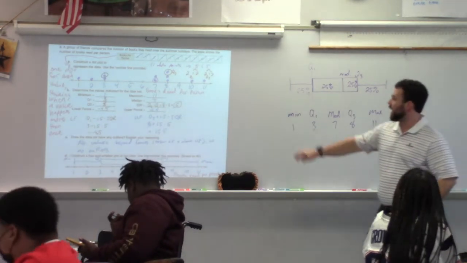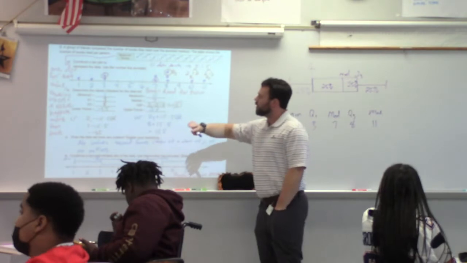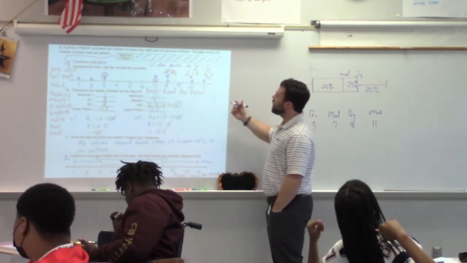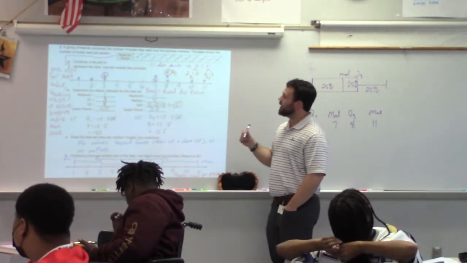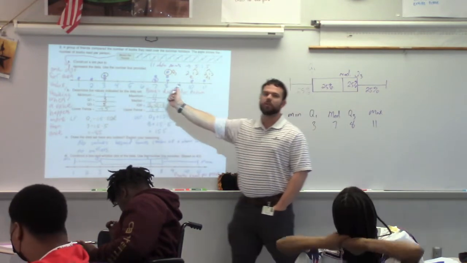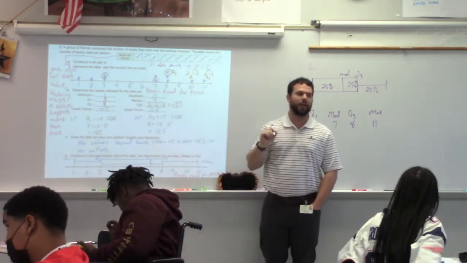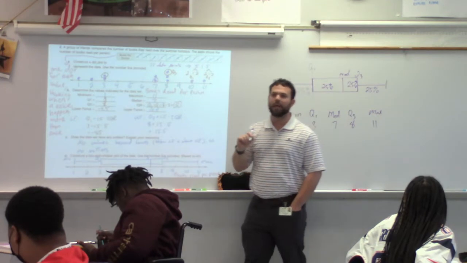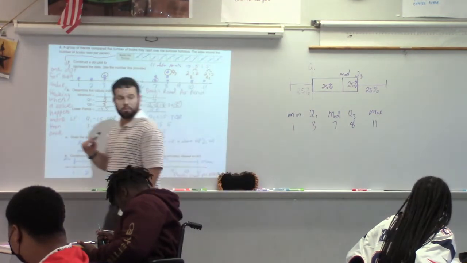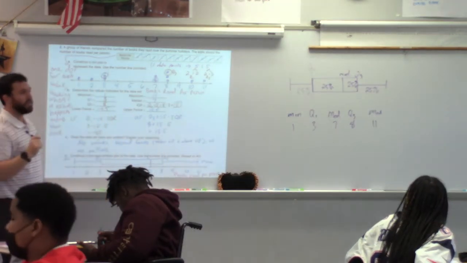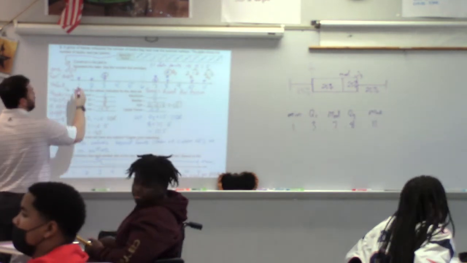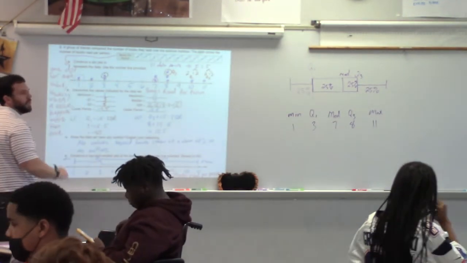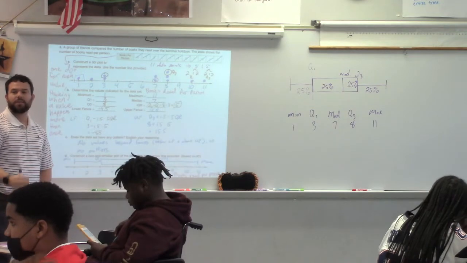First things first, we have the minimum, Q1, Q3, maximum, and median. What I would highly recommend is use your dot plot to identify those values. What do I mean by a minimum? The lowest value, the least amount. Boom, there's my least amount, 1. That is the furthest to the left.